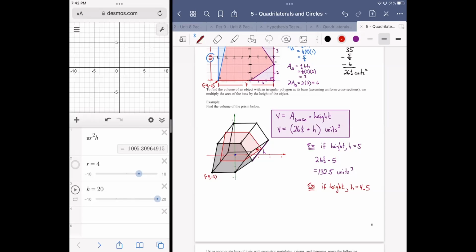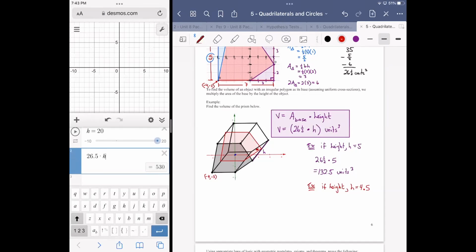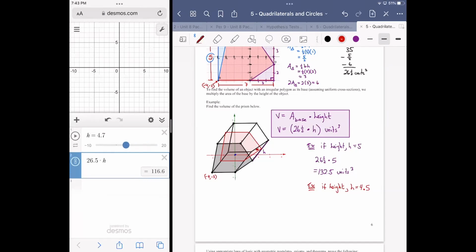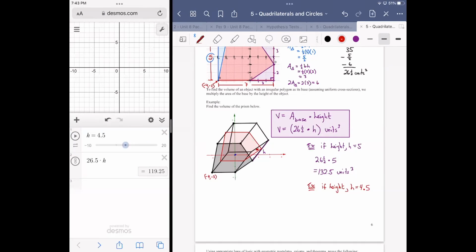But let's say the height was 4.5. Then just going back to the general rule, we know that it's 26.5 times h. I could make my h 4.5 and get it to land on it, which it doesn't want to do, so I'll just type it in. My volume would be 119.25 units cubed.